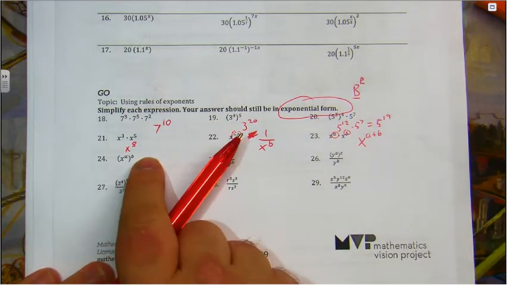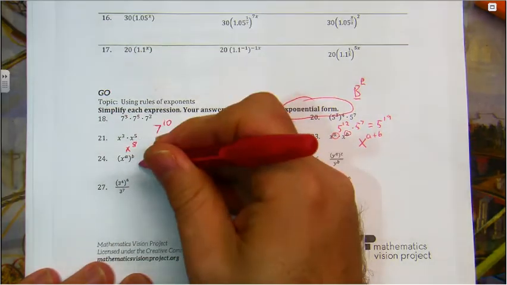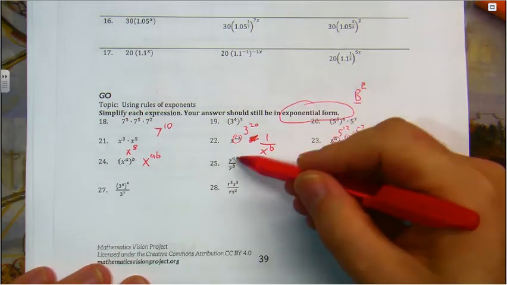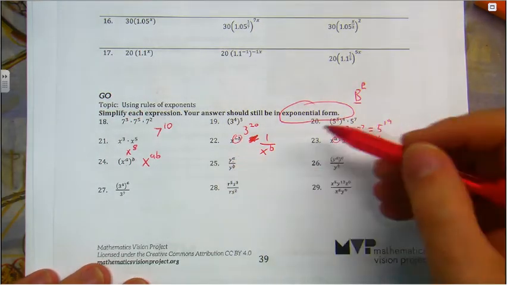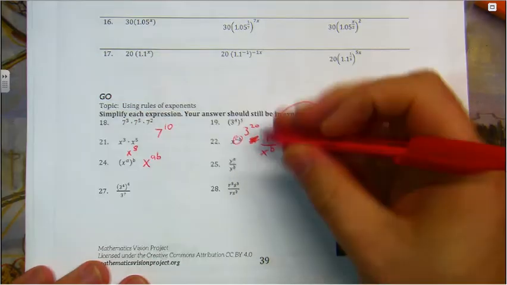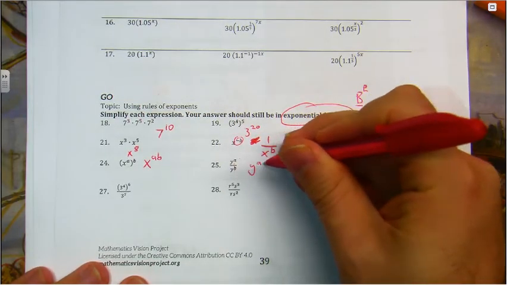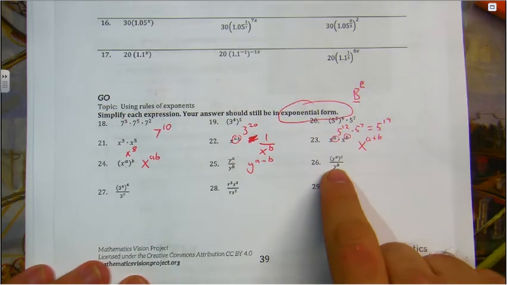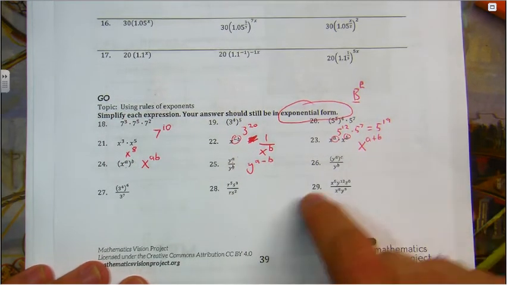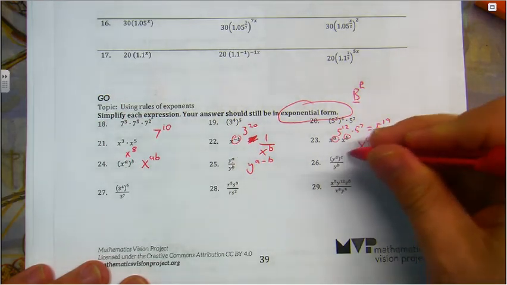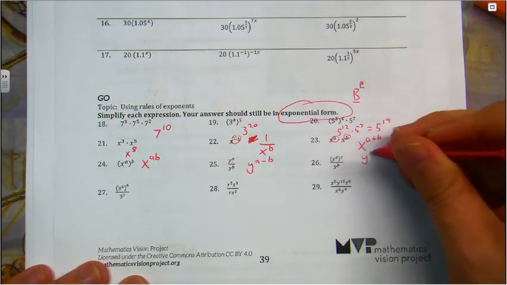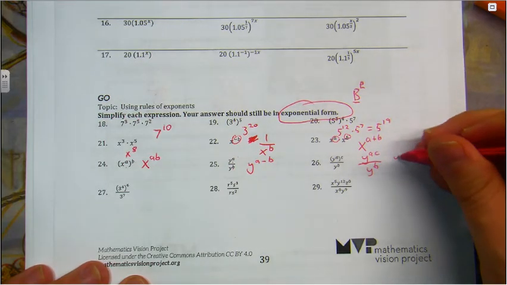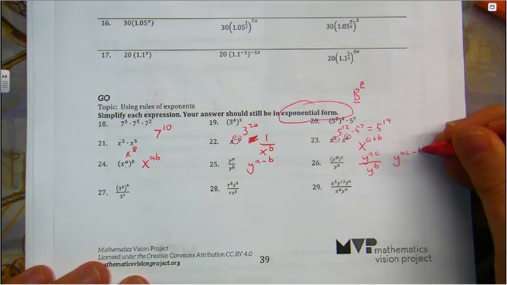x to the a to the b, so we know we multiply those together, so that's the same as x to the a times b, ab. y to the a over y to the b, so we know we subtract when we divide, so this is y to the a minus b. Ooh, this one's fun. y to the a to the c all over y to the b. a to the c means we multiply, so that's y to the ac over y to the b, but now we subtract, so this is y to the ac minus b.